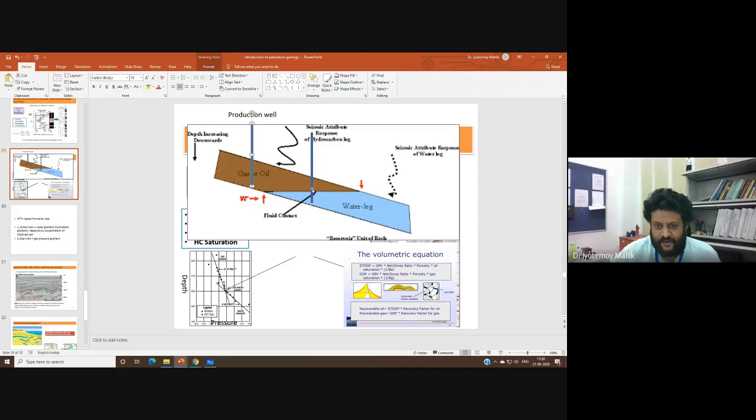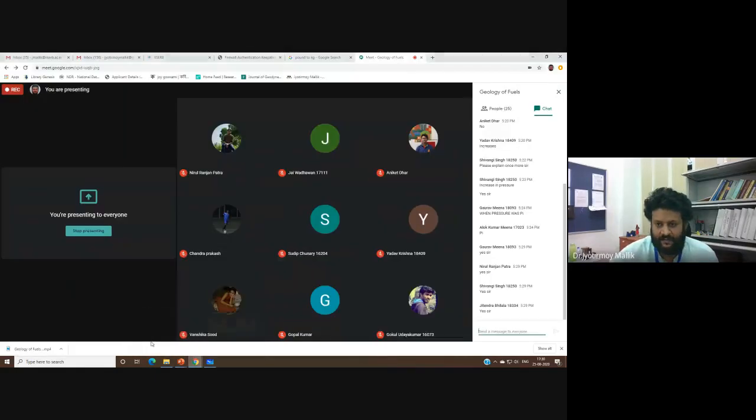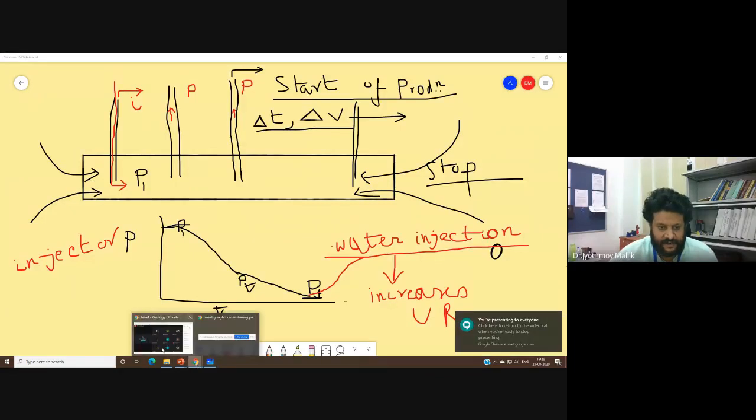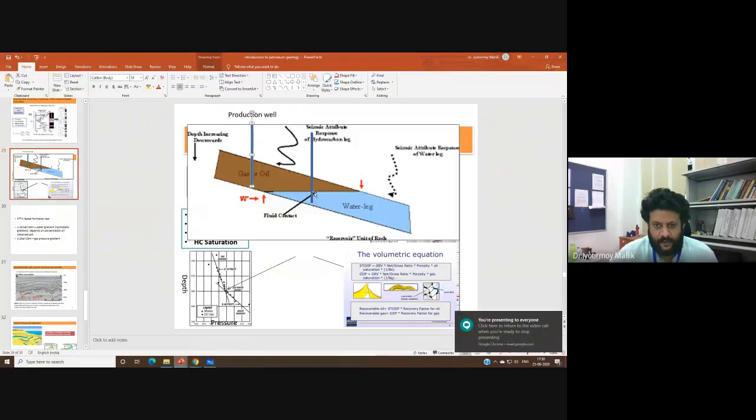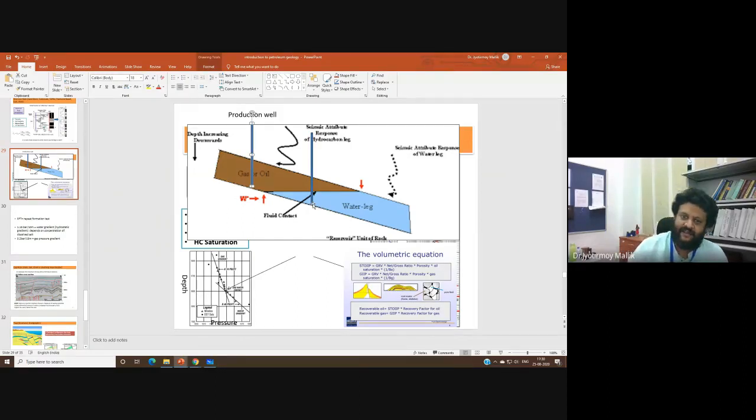But then if I do something like this, what will happen? Can you tell me? What will happen in the second case, if I put my injection well through the gas or oil leg, and then continue all the way up to the water leg? I'll produce gas or oil initially, and then very quickly I will start producing water. But I don't want to produce water from these wells. My intention is to produce oil or gas.